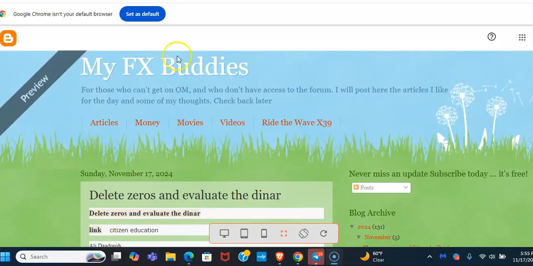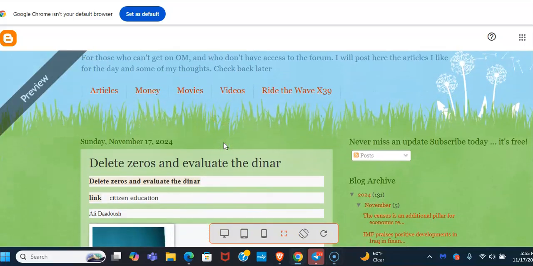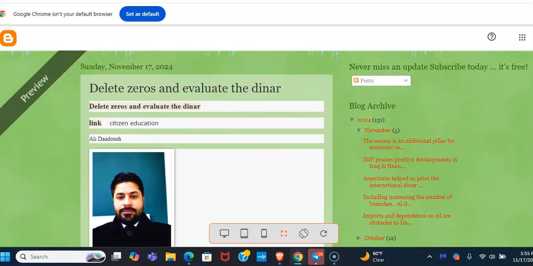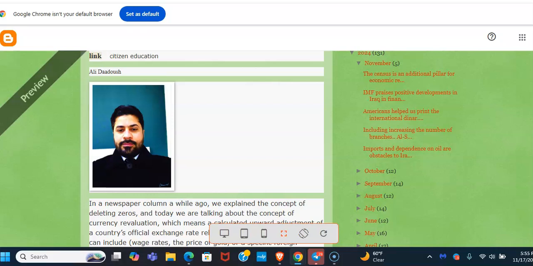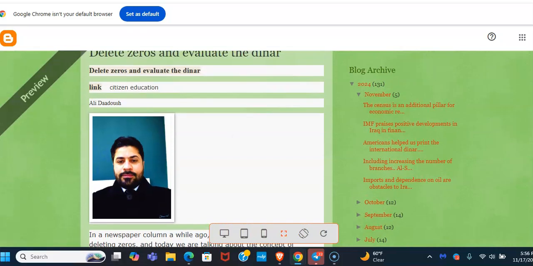All right, so we're going to get into this. Look at that: delete zeros and evaluate the dinar. So this is purely citizen education, nothing we haven't heard before, but I just think what timing to put this out, right? That guy, here's his name, Ali something. Anyway, so delete zeros and evaluate the dinar.